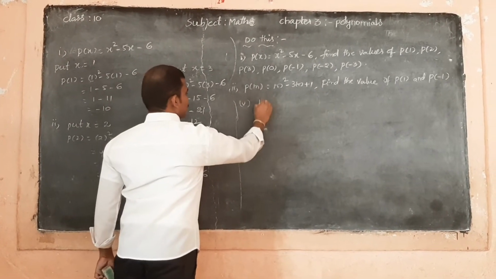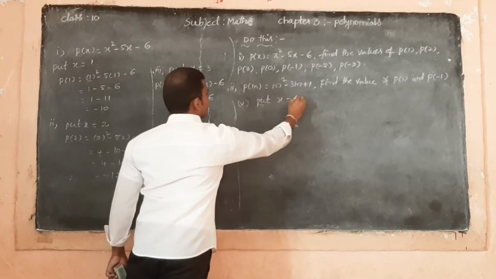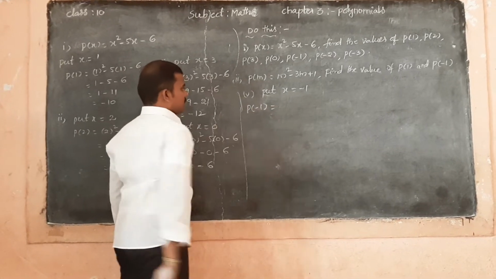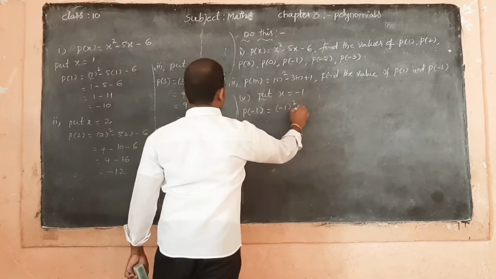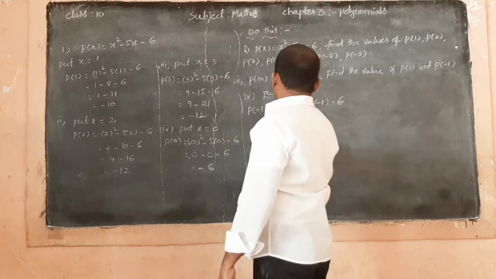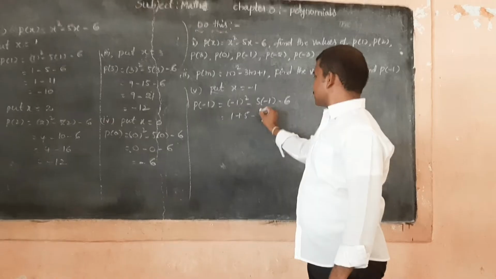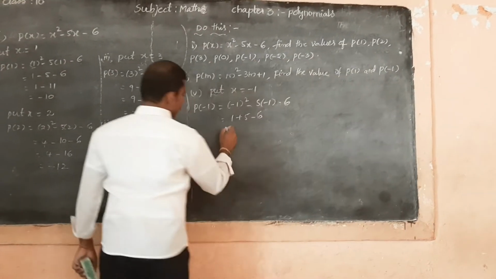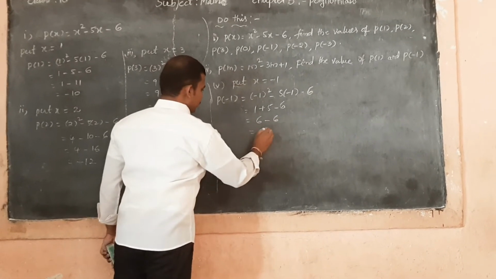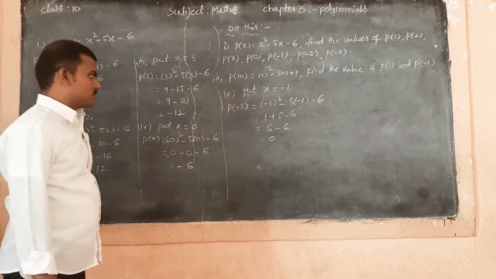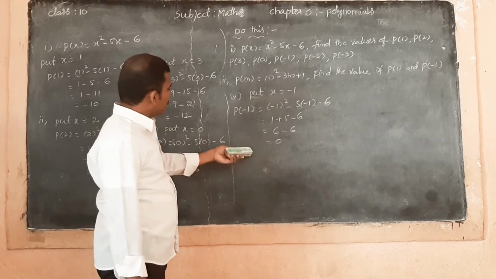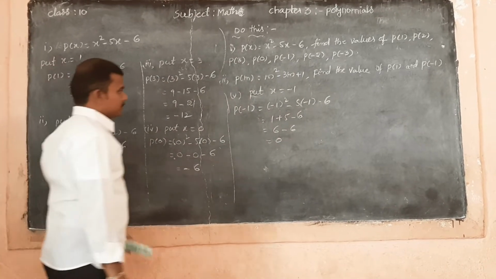Put x is equal to minus 1. P of minus 1 is equal to minus 1 whole square minus 5 into minus 1 minus 6. Minus 1 whole square means 1. Minus into minus is plus, 5. 1 plus 5 is 6, 6 minus 6 will get 0. So put x is equal to minus 1, the value of the given polynomial is 0.